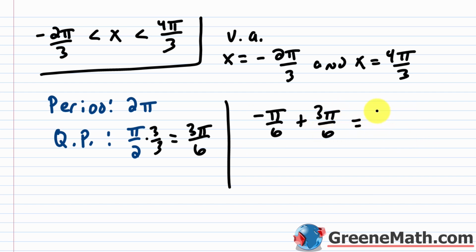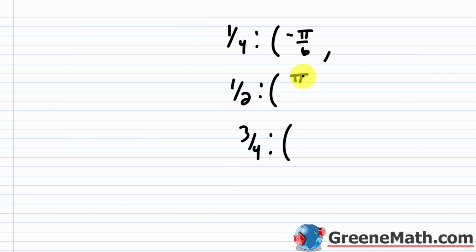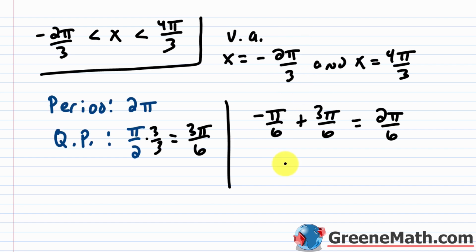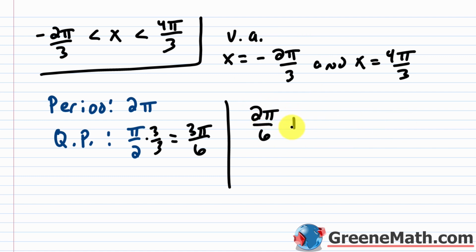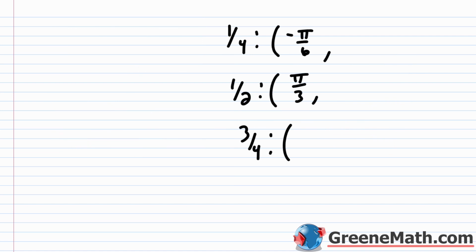So this gives me 2 pi over 6. 3 pi minus pi, that's 2 pi. And 2 pi over 6, you can write that as pi over 3. Let's come down here and say this is pi over 3. And then let's do that one more time. So we would want to do 2 pi over 6 plus the quarter period. We'll write that as 3 pi over 6. So that gives me 5 pi over 6. Let's come down and put 5 pi over 6.